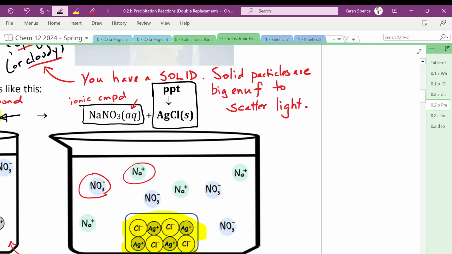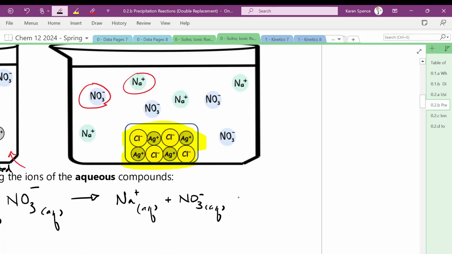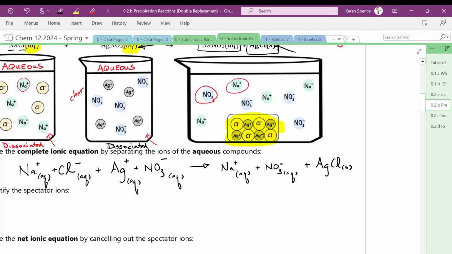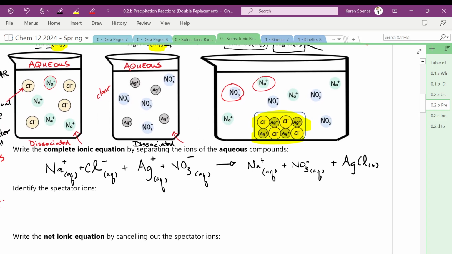And then our last bit here, we have AgCl. What kind of a thing is that? It's solid, but it's also an ionic compound. Do solid ionic compounds dissociate? No. So we are going to write it together. Okay? AgCl, solid. Now, what I would like you to do is tell your partner if there are any spectator ions in this complete ionic equation. How do you know if there are spectator ions?